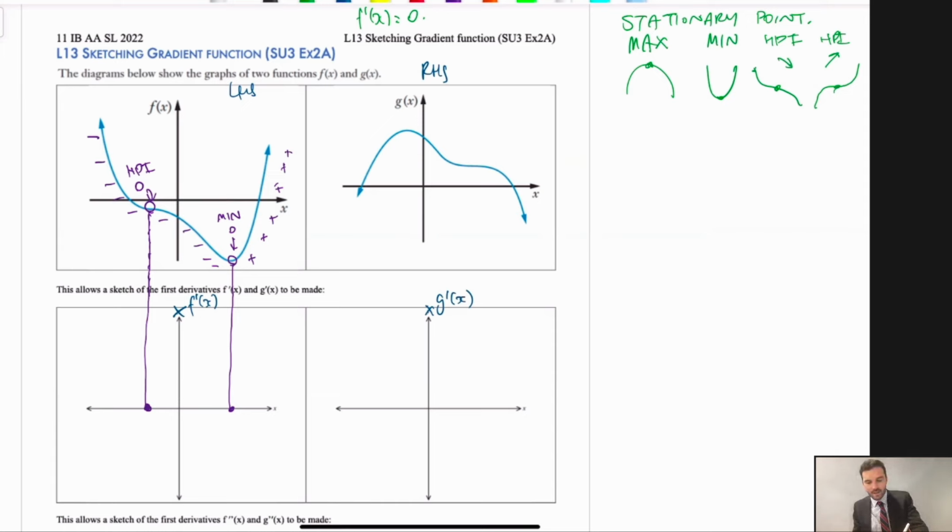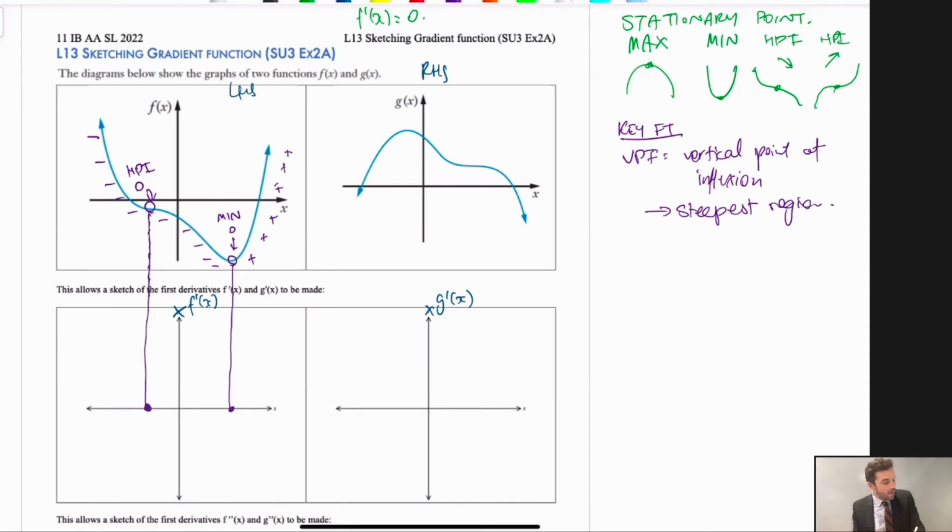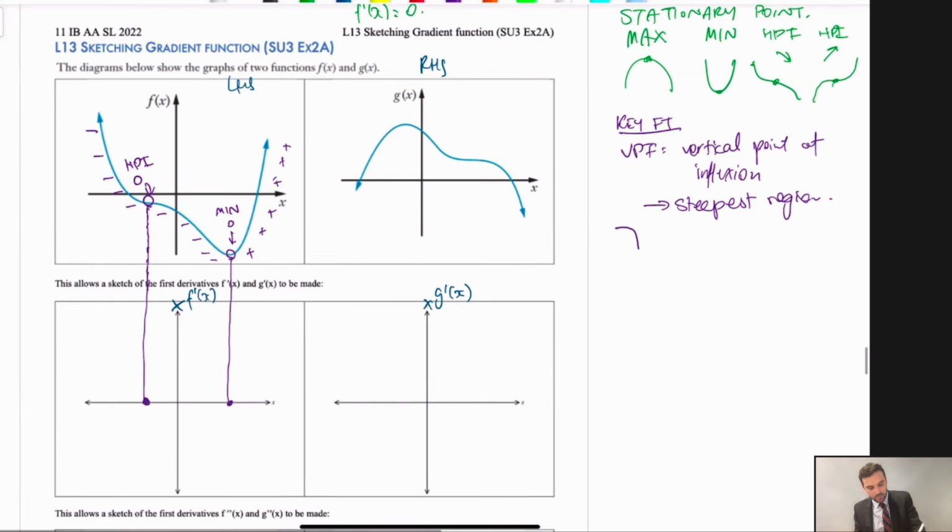Now, what else do we have? What are some other key features? The next key feature I want you to look for is the VPI. Remember, it stands for a vertical point of inflection. This is where the gradient is the steepest in a region. Let's draw some pictures of that. You've got two kinds of these. You've got one where it does this, there's your VPI, or you've got one that goes like this, there's your other VPI. So these are both VPIs, and this one's a decreasing, and this one is an increasing VPI.